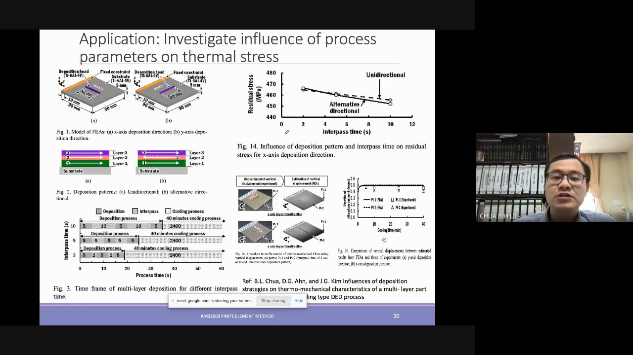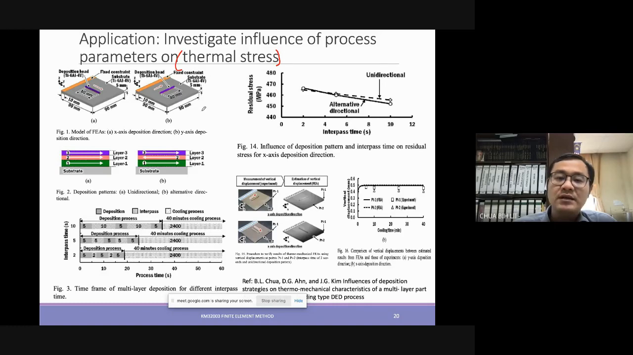Then next, you can see this application is to investigate the influence of the process parameter on the thermal stress. Thermal stress represents the stress acting on the surface, or within the part itself, due to the rapid heating and rapid cooling. There is a contraction and expansion, and once it is cooled down, it cannot expand and so on, so it causes a thermal stress internally. So here we will build three layers of deposition, three beads, melting one time, and deposit one layer of bead, second layer of bead, and third layer of bead, with a different interval.